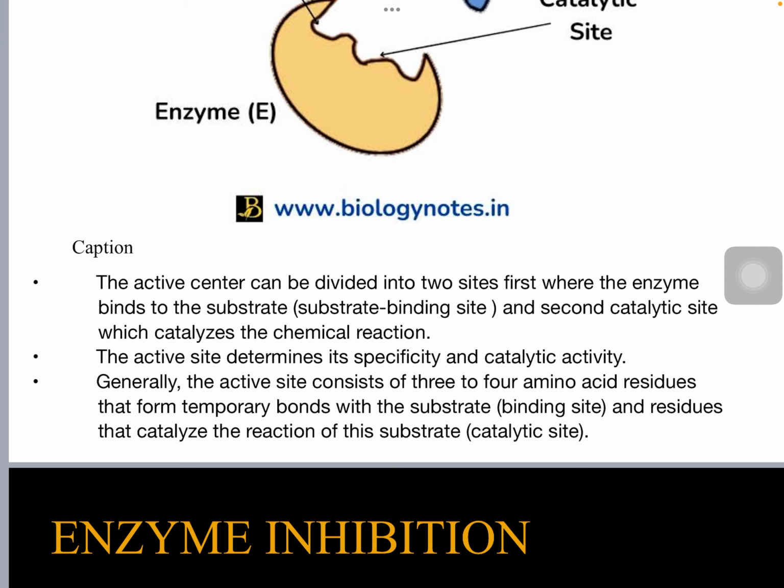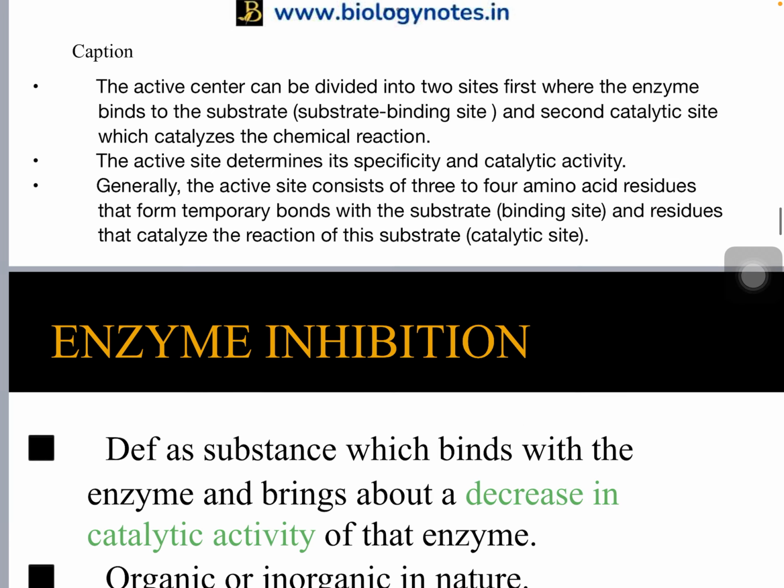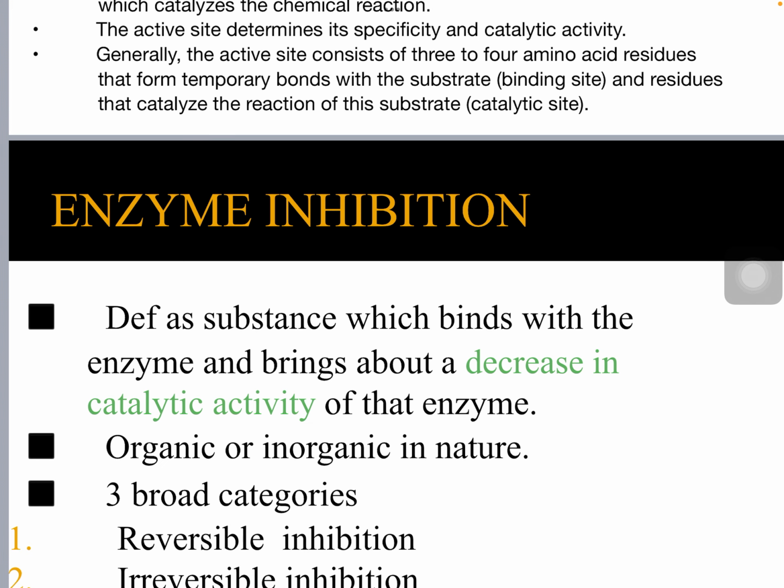The active site determines the specificity and catalytic activity. Generally, the active site consists of 3 or 4 amino acid residues. They form temporary bonds with the substrate, and residues that catalyze the reaction are at the catalytically active site. So enzyme inhibition is defined as the binding of a substance to the enzyme that brings about a decrease in the catalytic activity of the enzyme.